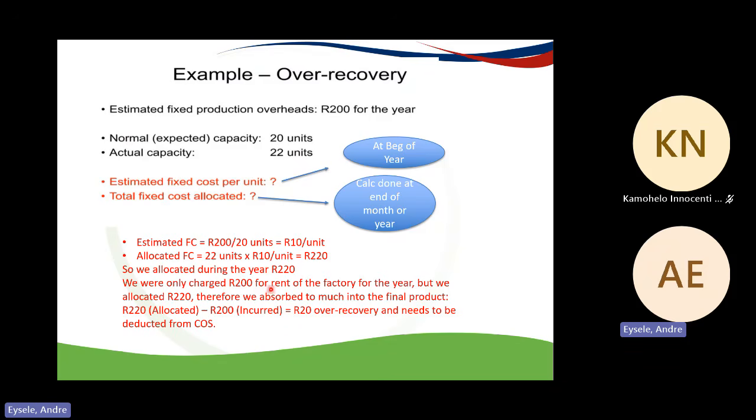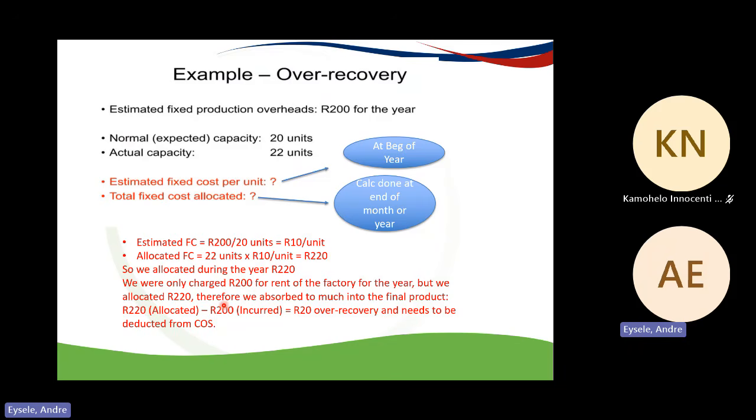We were only charged 200 for the rent of the factory for the year. Can you see, colleagues, what happened here? We know that the rent for the year was 200,000 or 200 Rand. But based on the actual units, we allocated to production more than what we should have. So we allocated 220. What was the incurred amount? 200. So there's a 20 over recovery and it needs to be deducted from cost of sales.